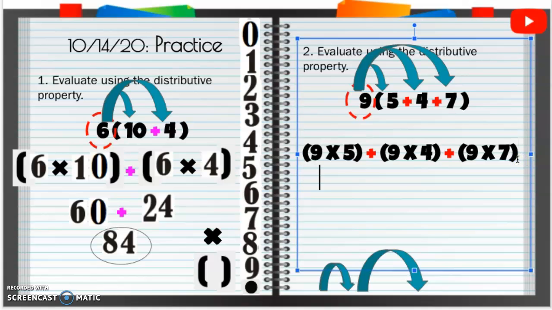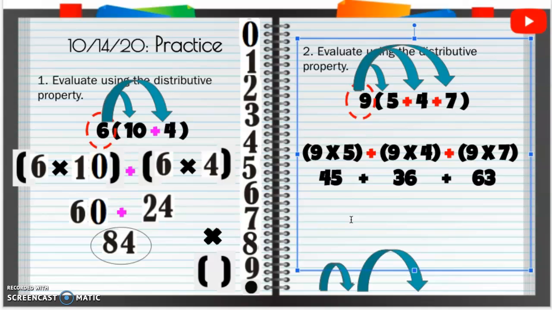What is 9 times 5? I know that's 45. We're going to keep that addition symbol. What's 9 times 4? Well, I know 9 times 4 is 36. We're going to keep that addition symbol. What's 9 times 7? I know that is 63. Now we are going to add them. When we add, we can go from left to right. 45 plus 36.